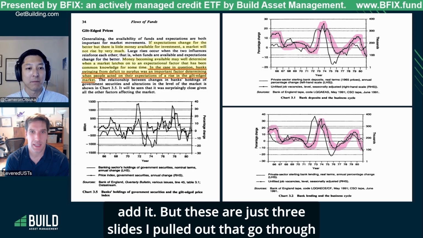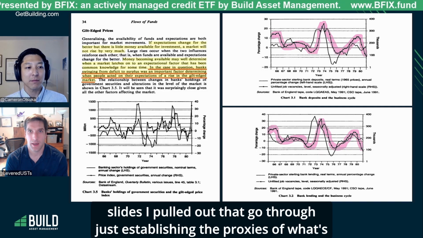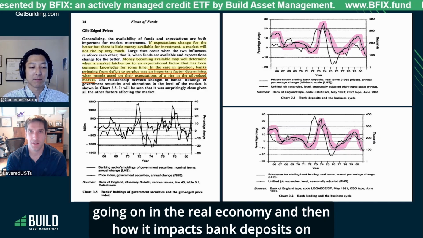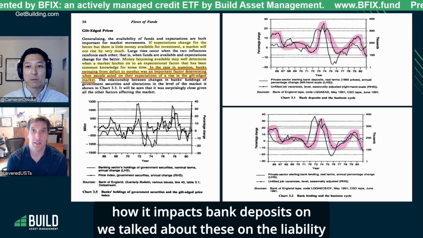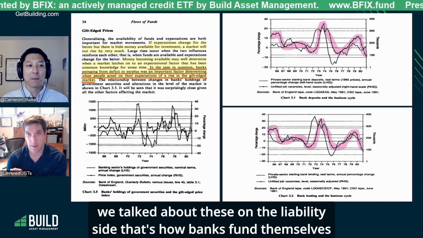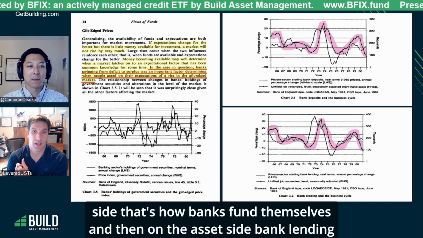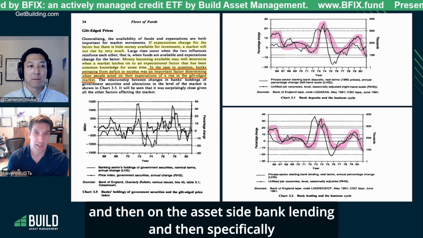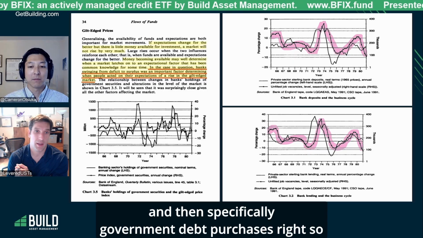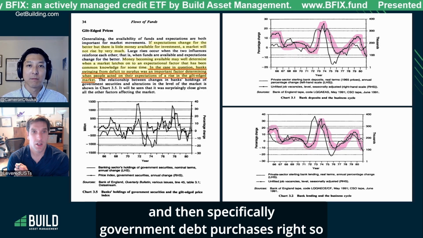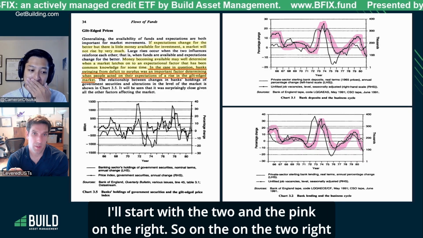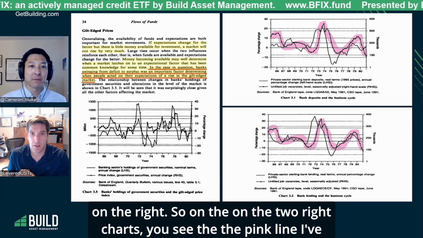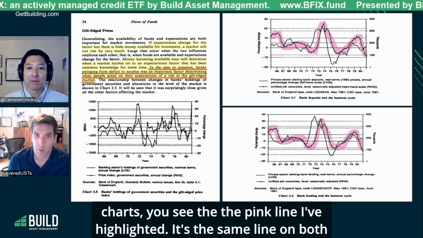These are just three slides I pulled out that go through establishing the proxies of what's going on in the real economy and then how it impacts bank deposits. We talked about these on the liability side. That's how banks fund themselves. And then on the asset side, bank lending, and then specifically government debt purchases, right? So I'll start with the two in the pink on the right. On the two right charts, you see the pink line I've highlighted.